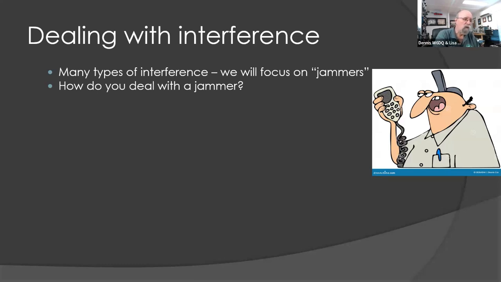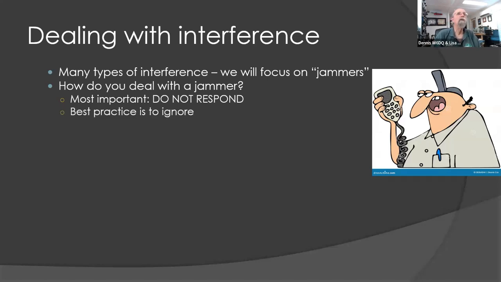The most important thing you can do if someone is jamming your net and interfering with it is do not respond to them. Ignore them. I know it's human nature. You want to yell at the guy. You want to tell him where to go. You want to give him a piece of your mind. Don't do it. That's what he wants. He wants to get noticed. He wants to know that you know he's there and he's causing problems for you. So just ignore the interference. Continue as if nothing is going on.